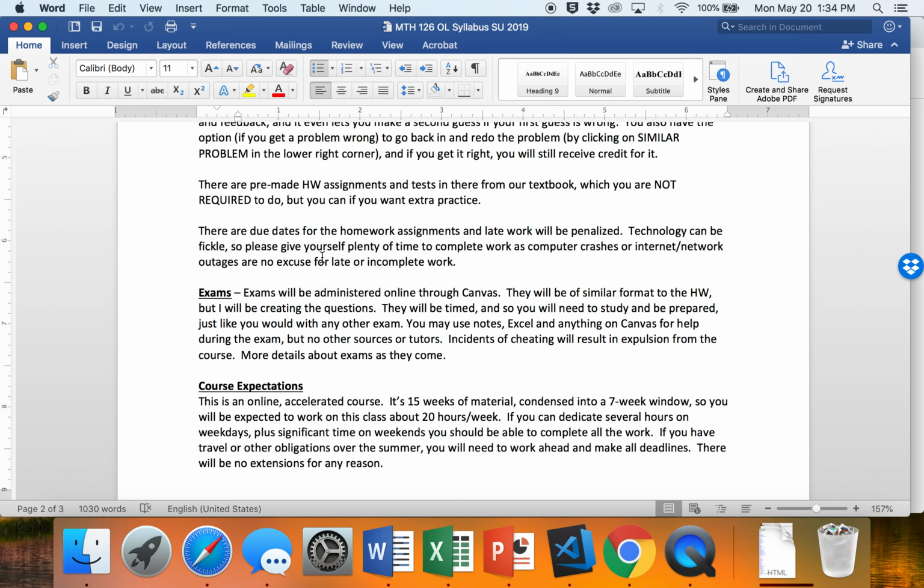But also, since you have plenty of time to work on these things, there really shouldn't be any need to get extensions. And I do have to say this very bluntly and clearly: there will be no extensions for anything in the entire course. So if you know that you have a busy week, or you're going to be on vacation for a week or something like that, you've got to do the work ahead of time. So there will be no extensions. You can complete the work late, but there will be a penalty on your grade for that. Okay?